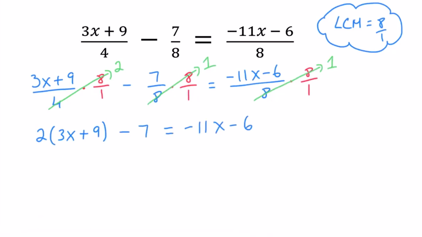So at this point, all the fractions should be gone. If we have fractions left, something's wrong and we need to go back and check. So from here, simplify each side separately first. On the right side, there's nothing to do. On the left side, we have to multiply in the 2. So 2 times 3x is 6x, 2 times 9 is positive 18, minus 7, is equal to -11x - 6.